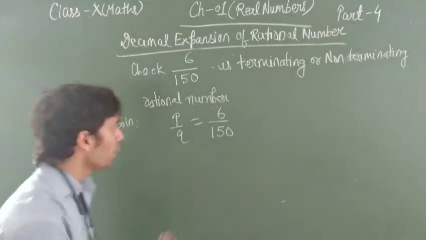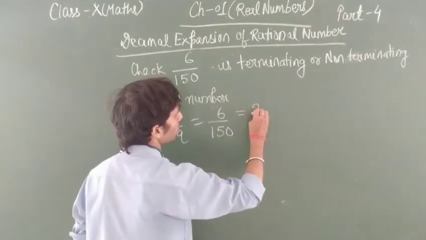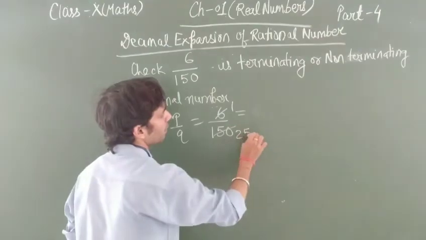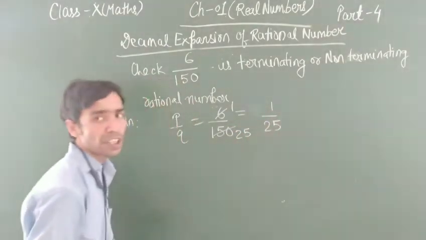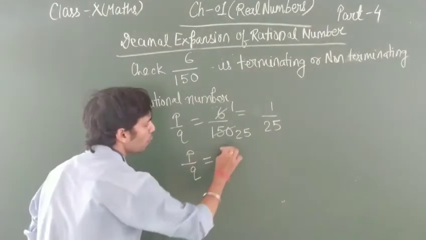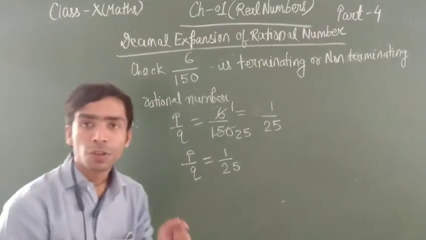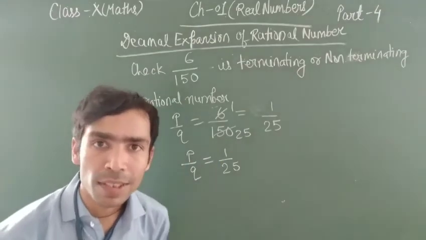So when you simplify it, student, what will you get? 6 divided by 6 is 1, and 150 divided by 6 is 25. So 1 by 25 will come. After simplification, we are getting p upon q equal to 1 upon 25. Now it is in simplified form. So first you need to simplify it, then you go through the remaining process.